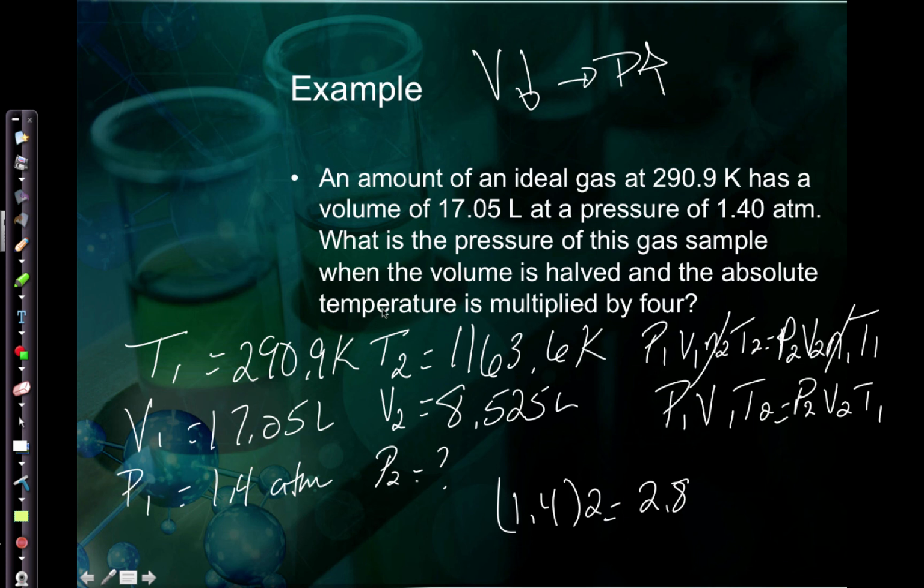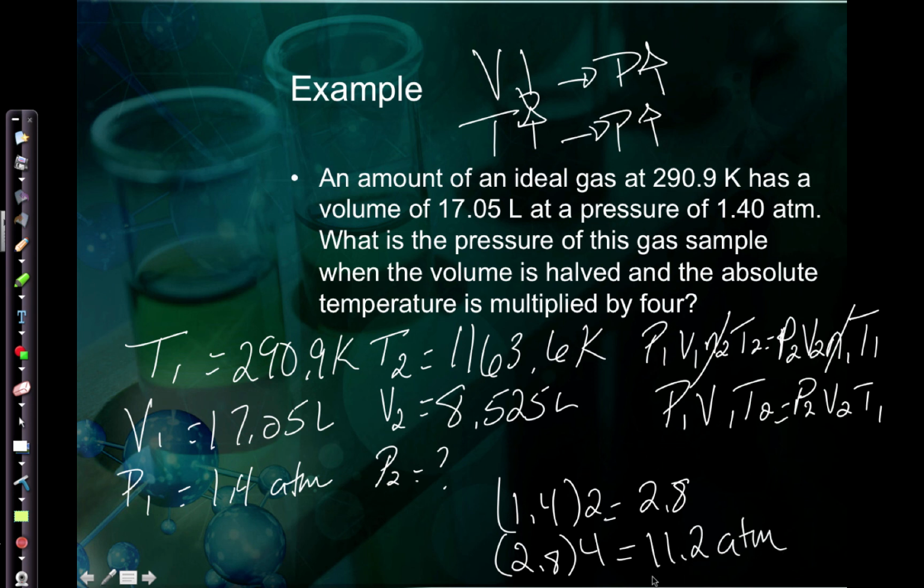Now we need to think about the temperature, because the temperature is going up. Well, if I know the temperature is increasing, then I know the pressure is also increasing. So if the temperature goes up by 4, the pressure should also go up by 4. So I'm going to take my new pressure here and multiply it by 4. So 2.8 multiplied by 4 would give me 11.2 ATMs. And this is my new pressure.